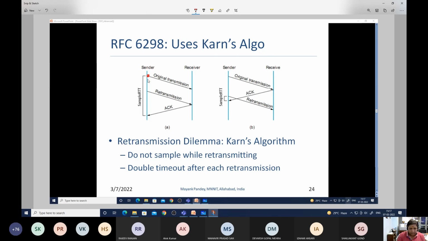And obviously, if there is a timeout and you need to retransmit, there would be no acknowledgement for the original transmission. It may so happen that the packet is dropped or the acknowledgement is dropped. So you are getting the acknowledgement back of the retransmission. So should we take this as a sample RTT? Abhigyan?